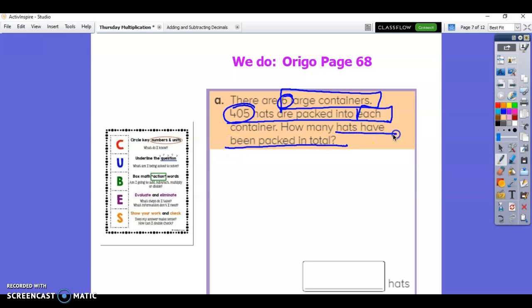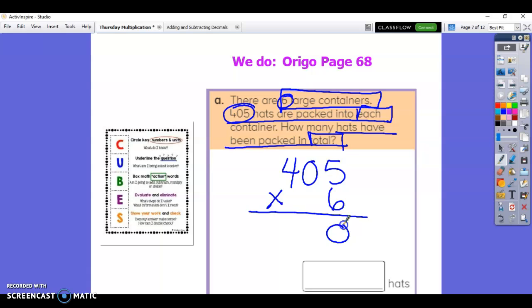How many hats have been packed in total? Okay, so you should have the equation 405 times 6 for a total of 2,430 hats. And again, if you want to use your workbooks, these are on page 68. And here is the next one.